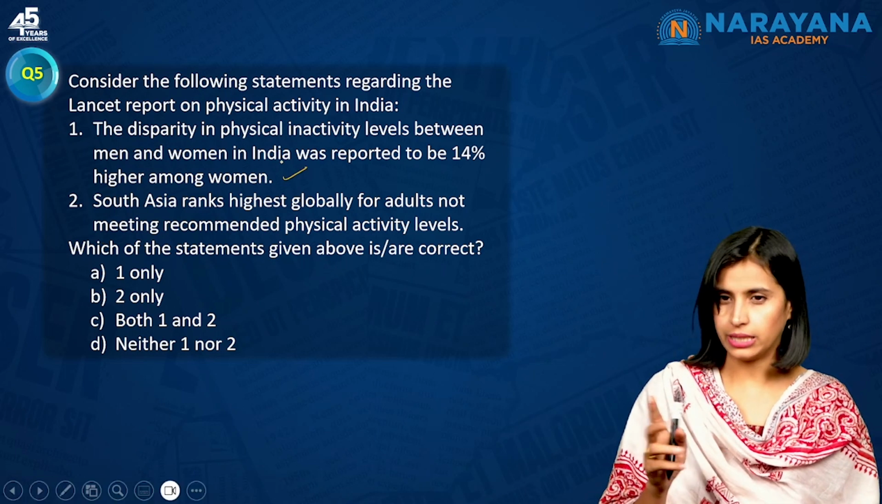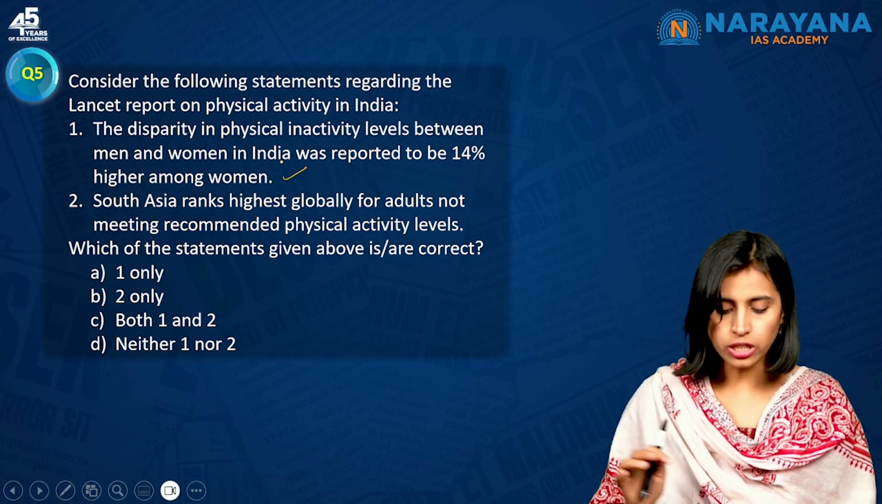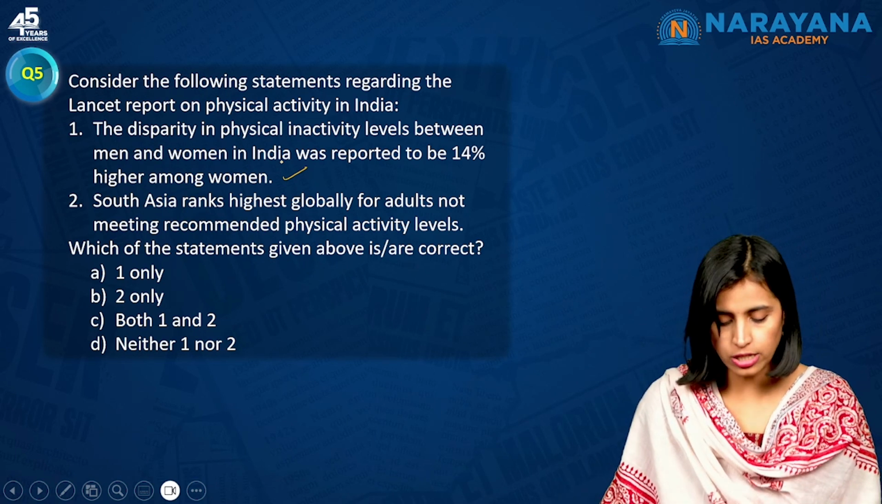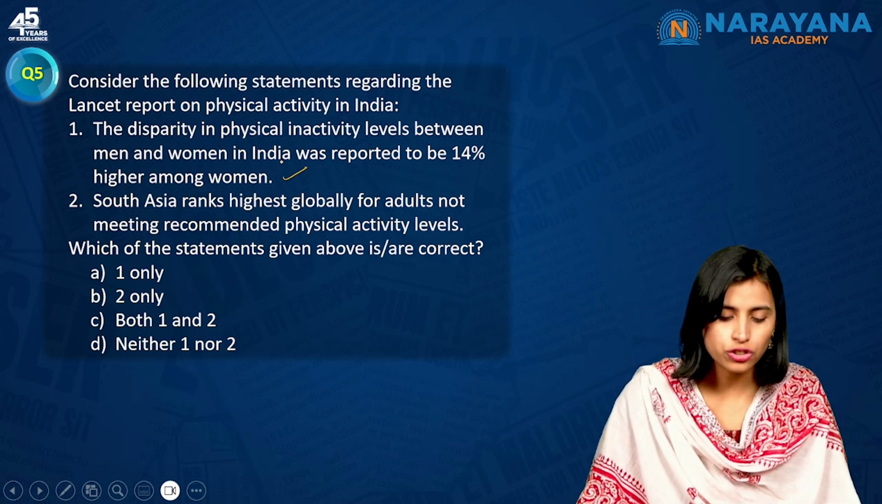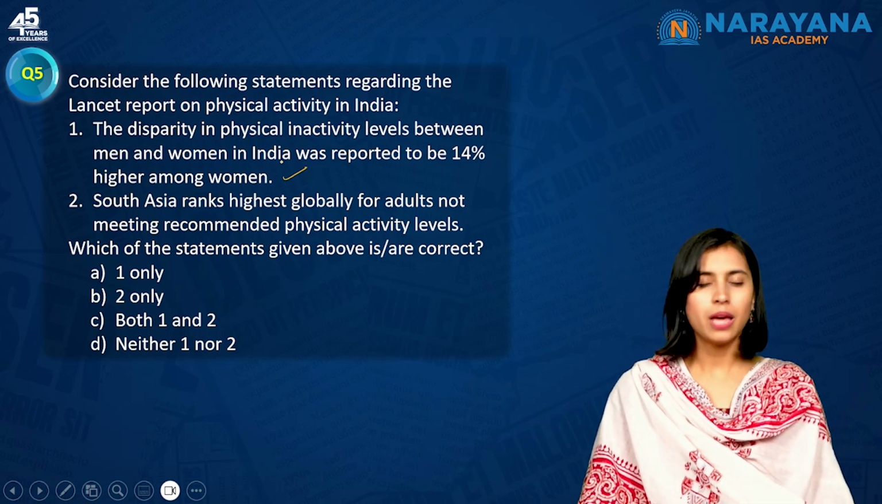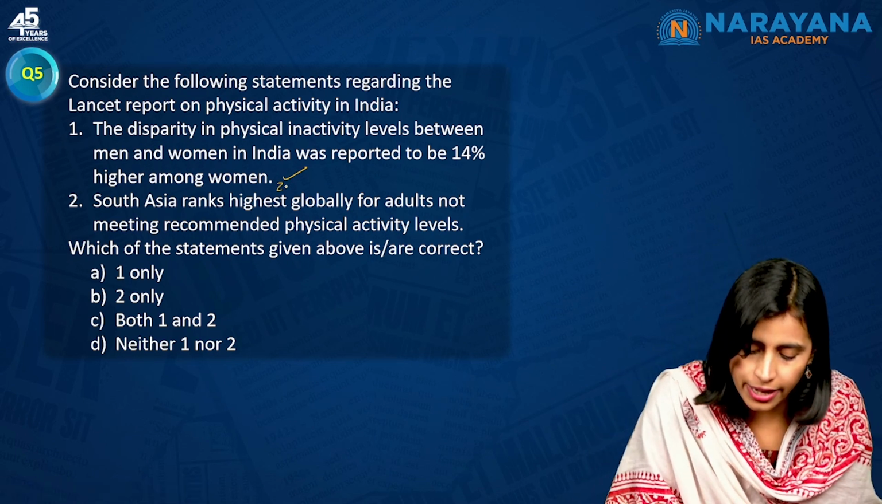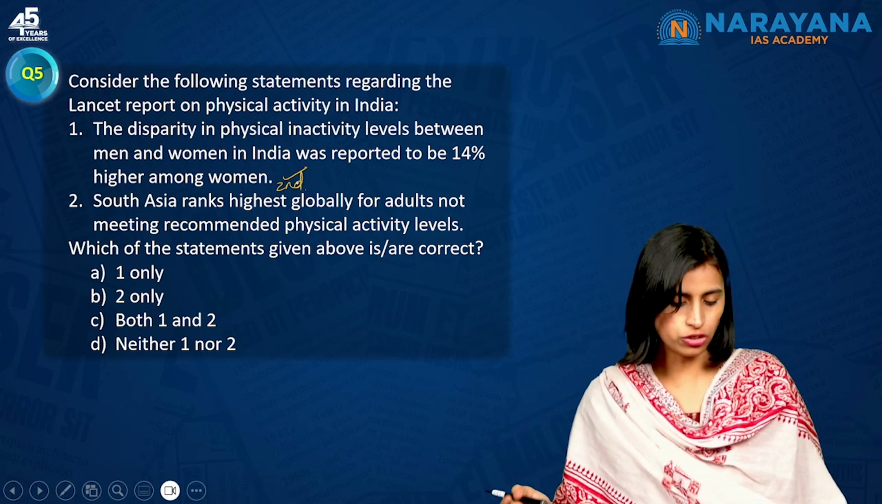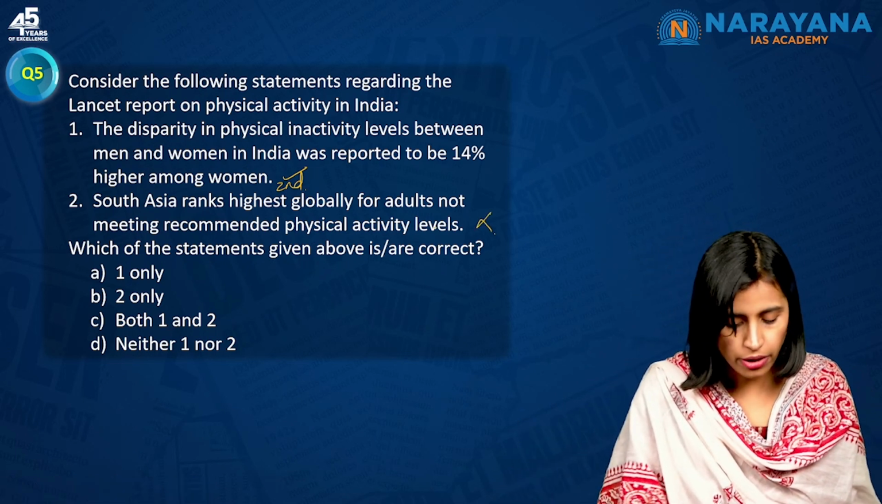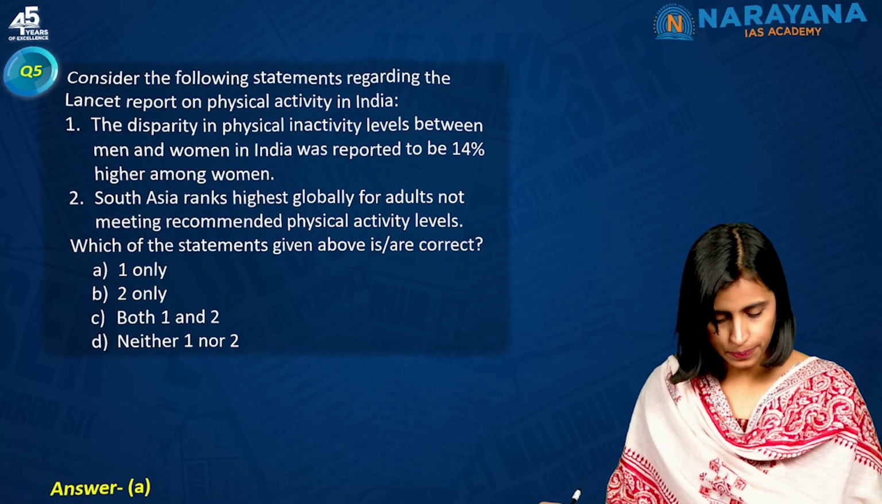And we saw that. That was basically true. South Asia ranks highest globally for adults not meeting the recommended physical activity level. Though South Asian countries are ranking high, they are not the highest. They have the 2nd highest position. The 1st highest goes to the high-income Asia Pacific countries. And hence statement 2 is wrong, and the answer is going to be 1 only.